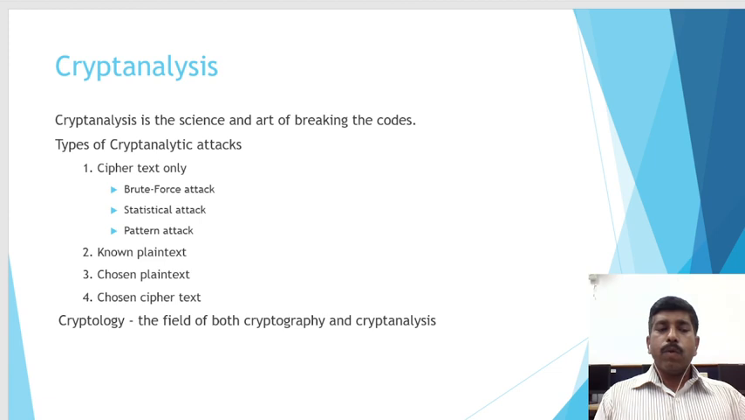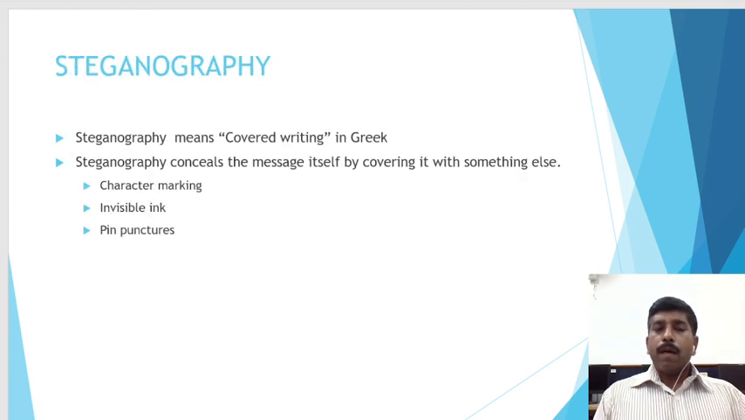Another mechanism used for securing data is steganography. Steganography means covered writing in Greek. Steganography conceals the message itself by covering it with something else. There are three different ways steganography can be achieved: one, character marking; two, invisible ink; three, pin punches.